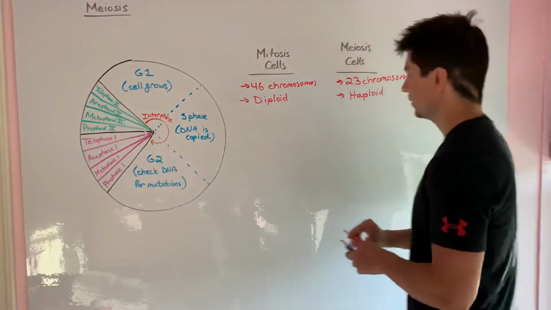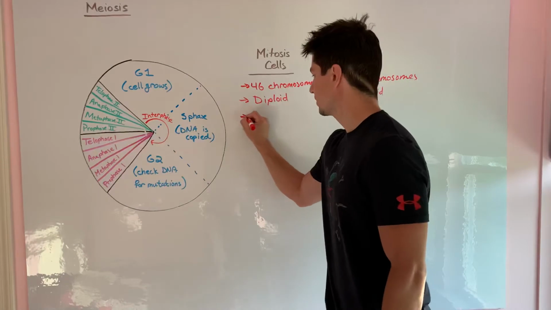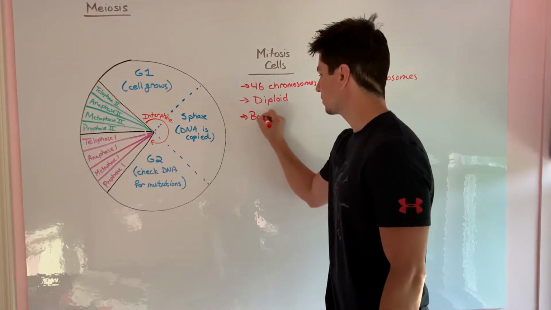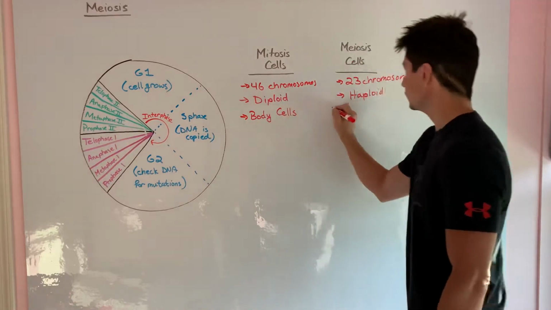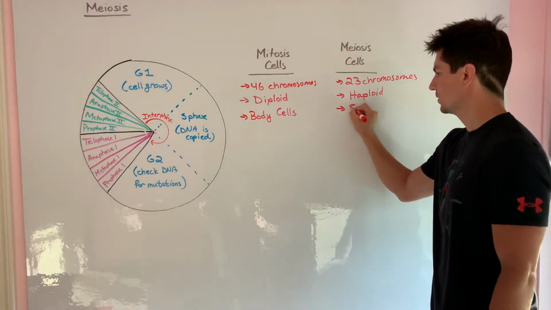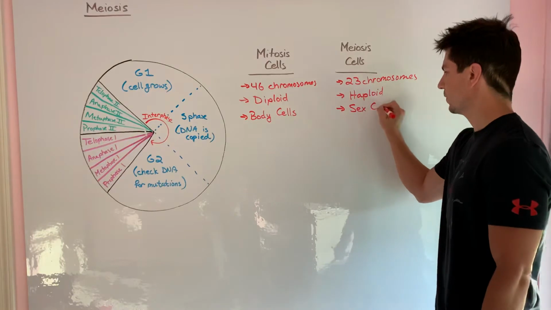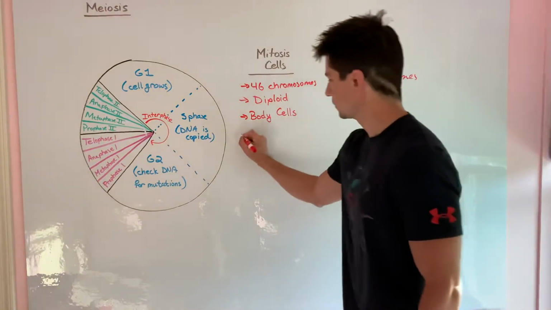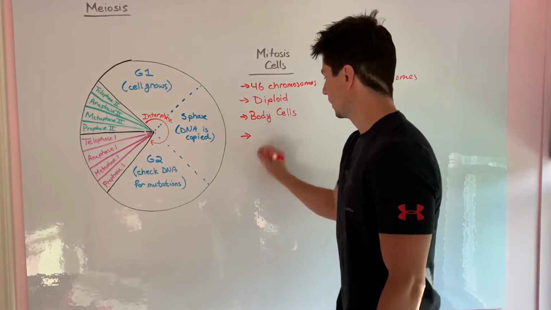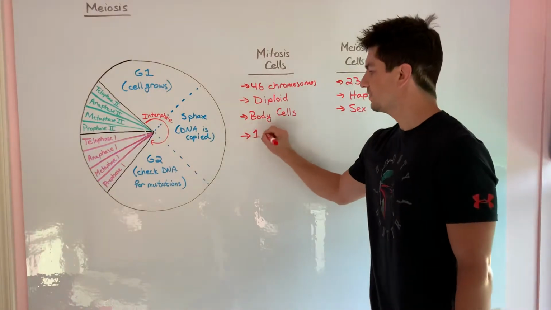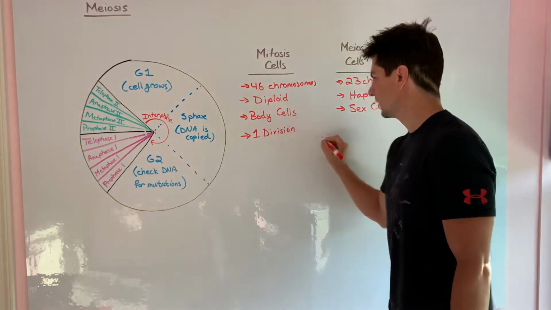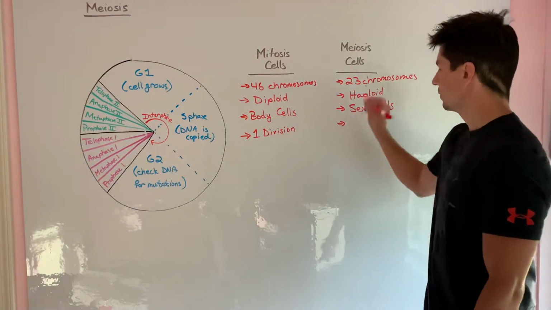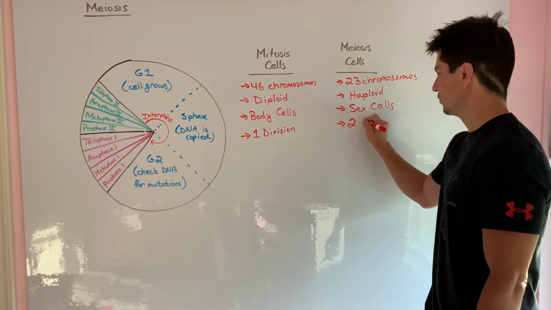Okay. The other thing, mitosis is going to deal with our body cells. Meiosis is going to deal with our sex cells. This is how we make our sex cells. Next, we are only going to go through one division for mitosis. Meiosis, we're going to go through two divisions.